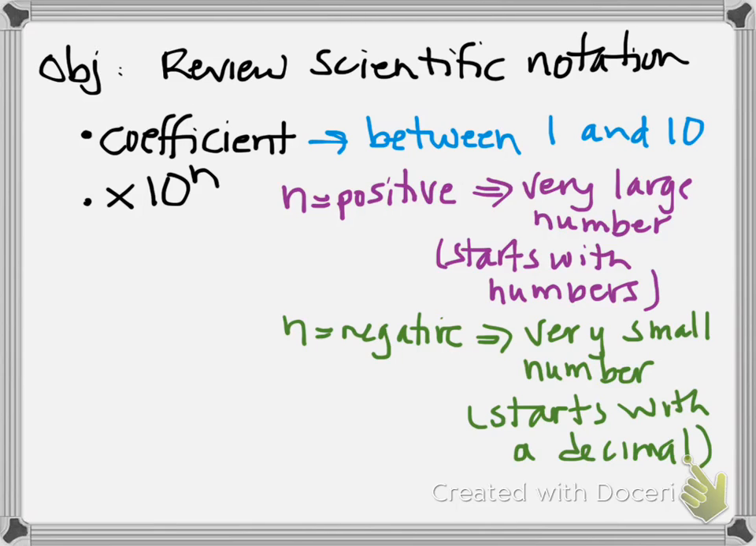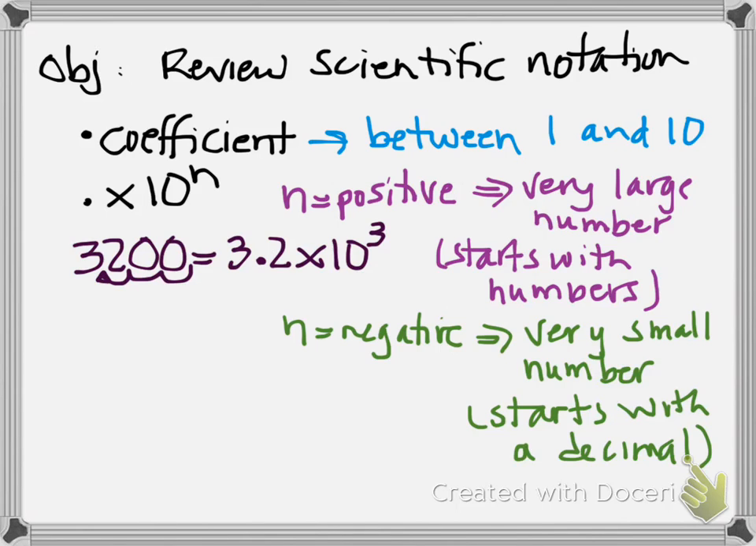So if we have 3,200, we could write it in scientific notation as 3.2 times 10 to the third. Why 3? Well, it took me 1, 2, 3 spots to get the decimal in the correct spot. Because the first number I saw was a number, not a decimal, first thing I saw was a number, that's what told me the exponent was going to be positive. Okay.